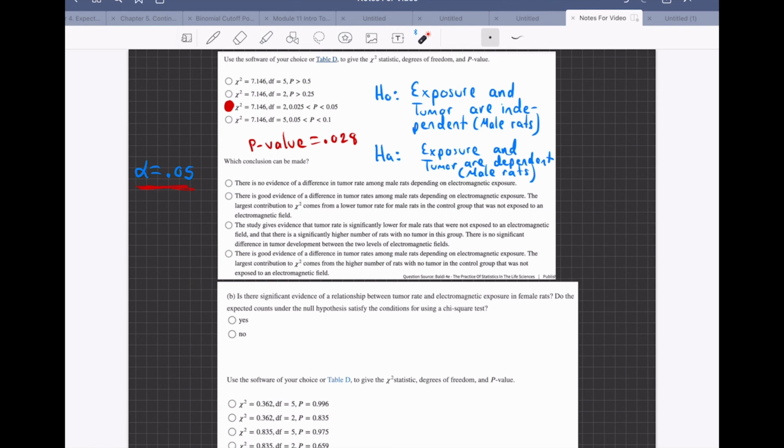What are the options here? There's no evidence of a difference in tumor rate. There is good evidence of a difference in tumor rates among the male rats. I think it's the second one: there is good evidence of a difference in tumor rates among male rats depending on electromagnetic exposure. So yeah, there is some kind of association, right? Because we are rejecting this one, so we are kind of accepting this one. So they're dependent.